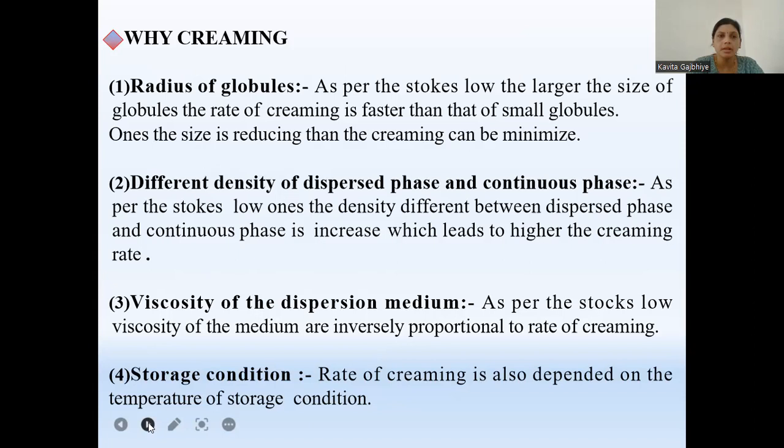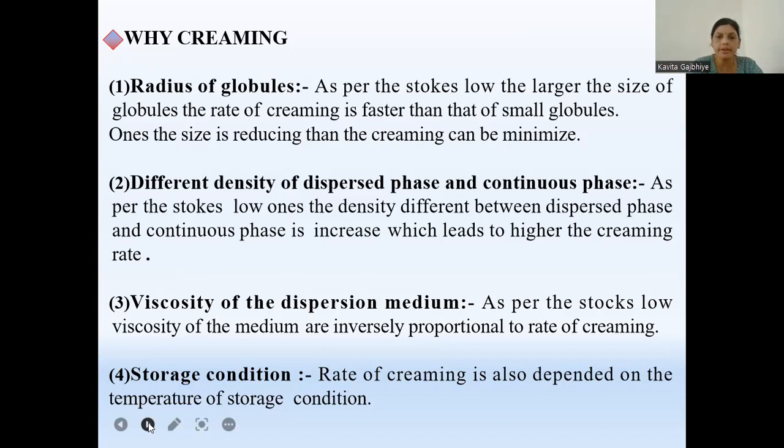Difference in density of the dispersed phase and continuous phase. As per Stokes law, once the density difference between the dispersed phase and continuous phase is increased, it leads to a higher creaming rate. And another factor is the viscosity of the dispersion medium. As per Stokes law, viscosity of the medium is inversely proportional to the rate of creaming. So we can manage creaming by managing the viscosity of the dispersion medium.